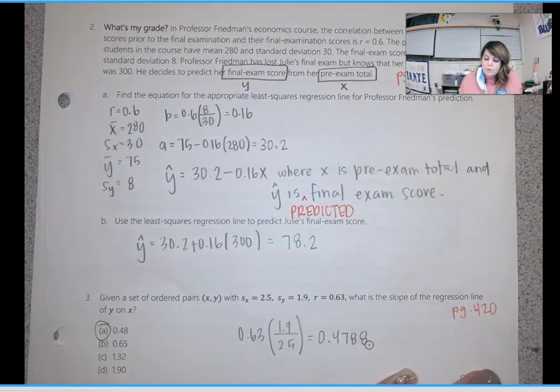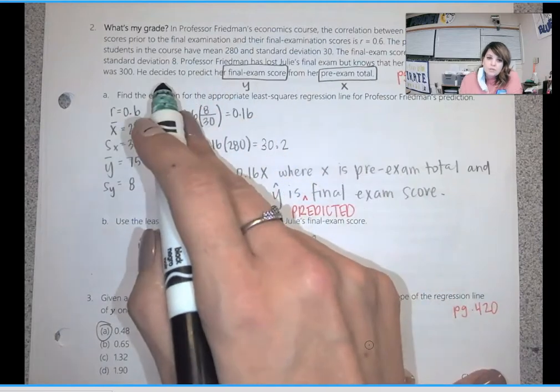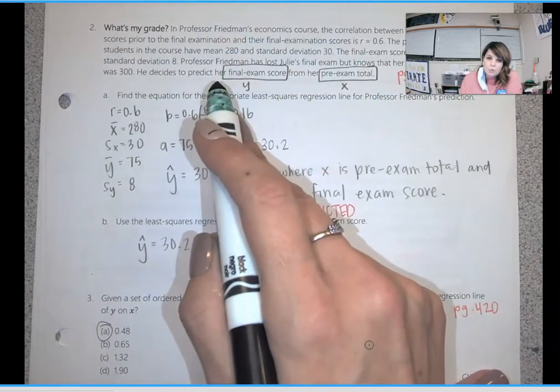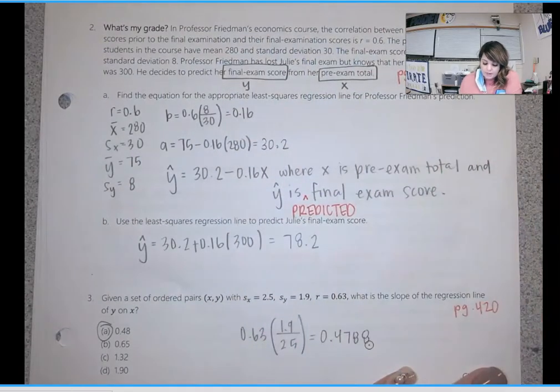When you're deciding what is Y and what is X, you want to pay careful attention to how they tell you what the variables are. So in this case, the way they worded it is what would lead you to be able to figure out what was Y and what was X.